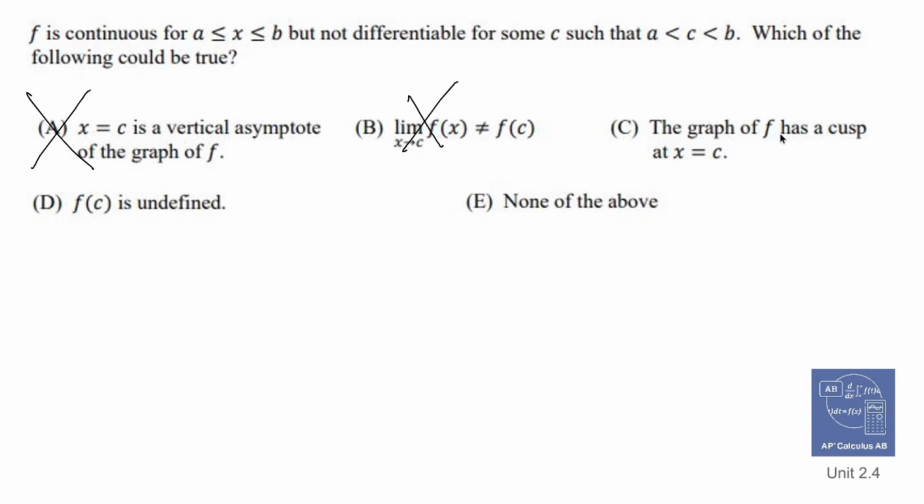The graph of f has a cusp at x equals c. Well, a cusp is a point where the function is continuous but not differentiable, right? So C is going to be my guy for this one. F of c is undefined would imply again some kind of asymptote or something like that, and therefore it's not, and none of the above doesn't work either. So C is the only one that makes sense, again, because a cusp is a point where the function is continuous but not differentiable.